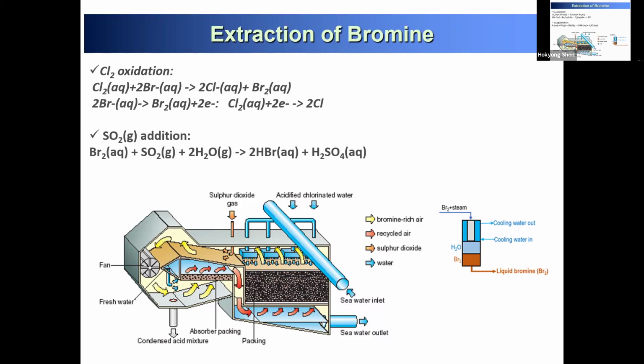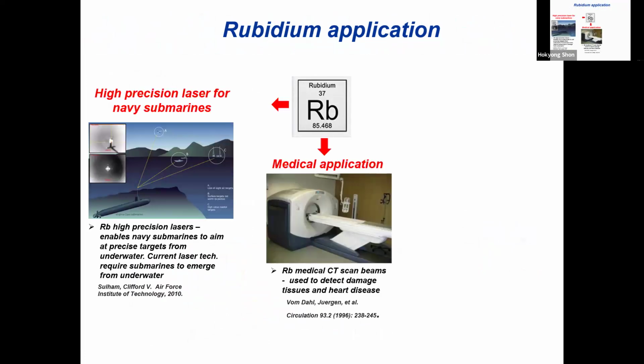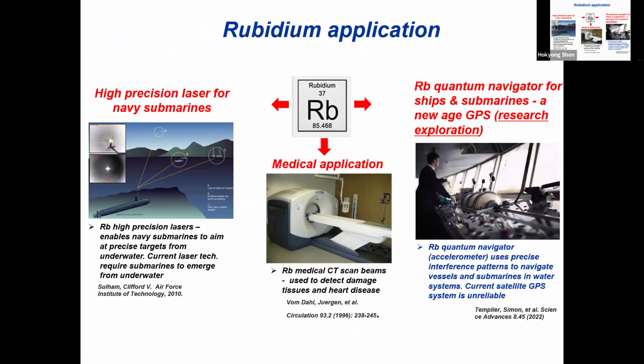So bromine is very important. So finally, they have a liquid bromine concentrate, condensed bromine from seawater brine. Also rubidium. Rubidium is $10,000 per kilogram. The concentration is 0.2 milligrams per liter. It can be used for high precision lasers, medical applications, also rubidium quantum navigation. And then this can be used for GPS as well.